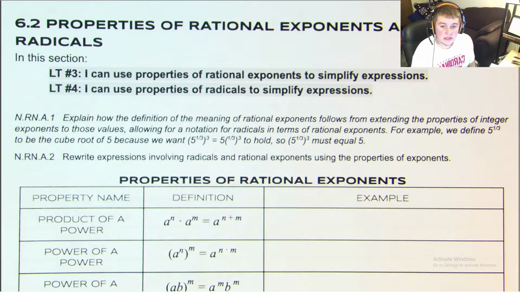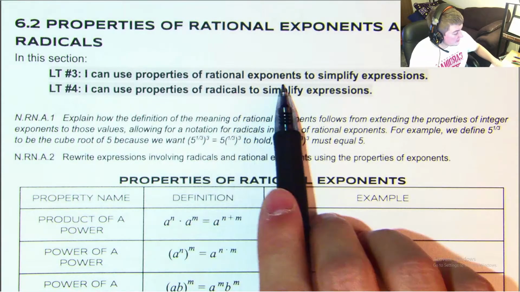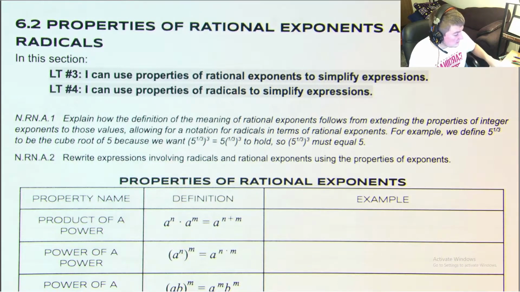We are going to start chapter 6, lesson 2, which is going to be properties of rational exponents and radicals. Two learning targets are that you can use these different properties to simplify rational exponent expressions, but then also that you can simplify radical expressions as well.